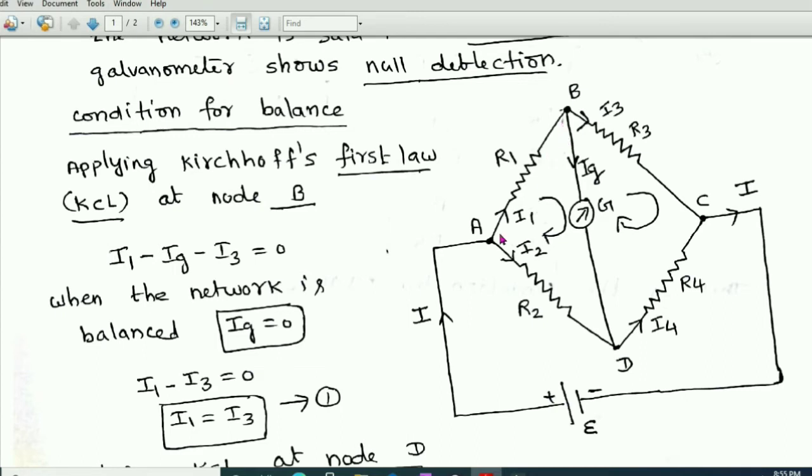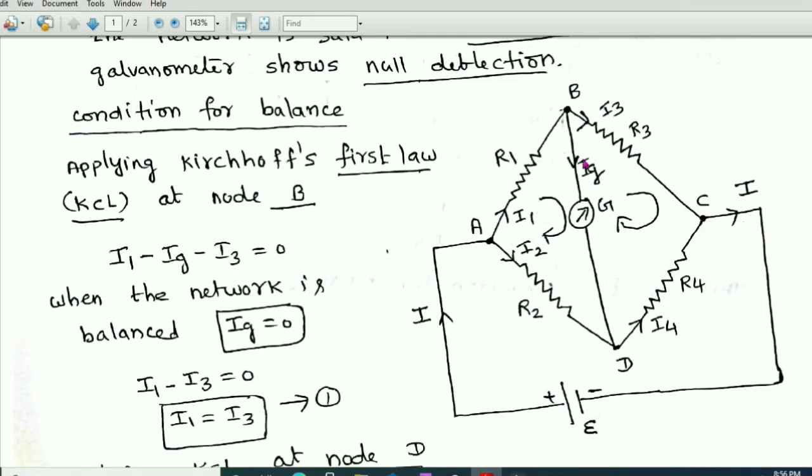Now at point B, this I1 current again divides into Ig and I3. At point D, this I2 and Ig both will add up, and I4 current flows. That means I2 plus Ig is equal to I4. At point C, this is the node point, this I3 and I4 add and finally it gives the current I.